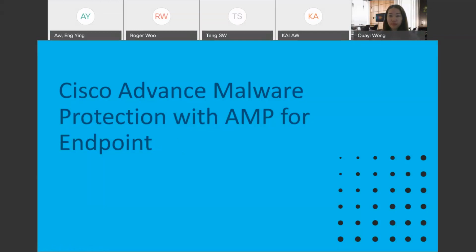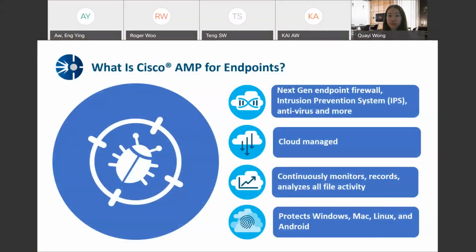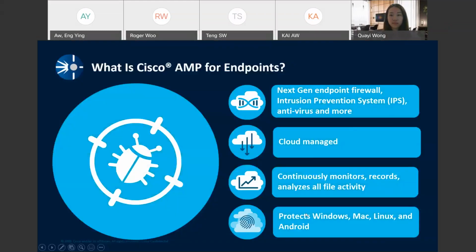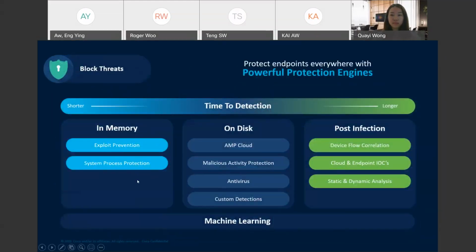Next, of course, our top is AMP. This is the advanced malware protection for endpoints. AMP for endpoints is basically our next generation endpoint firewall, IPS, and antivirus, and of course EDR. We are cloud managed, and it does all the EDR activities. We monitor all your activities, your registry, your processes. And of course we protect Windows, Mac, Linux, and Android. What we have is memory protection, exploit prevention and of course system process protection.